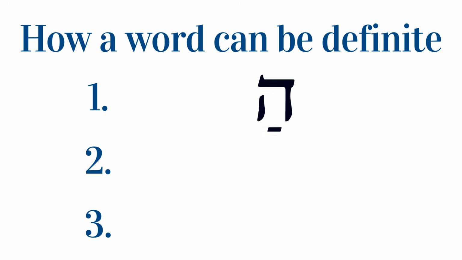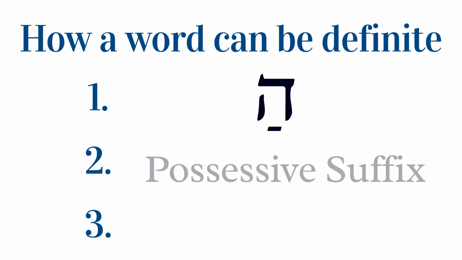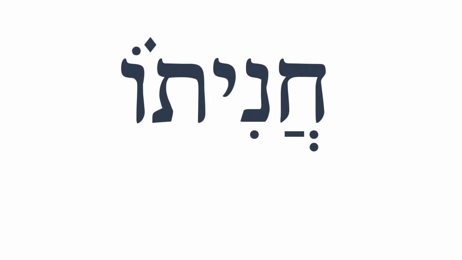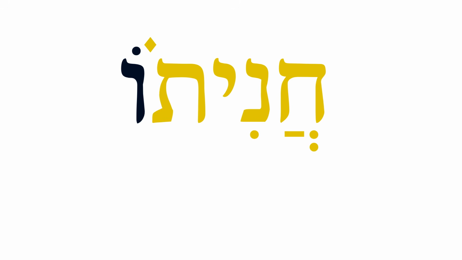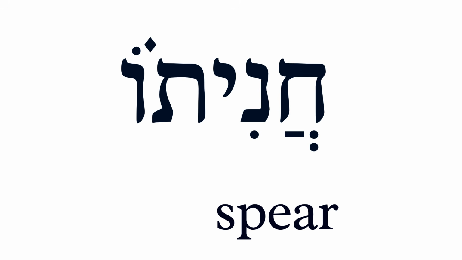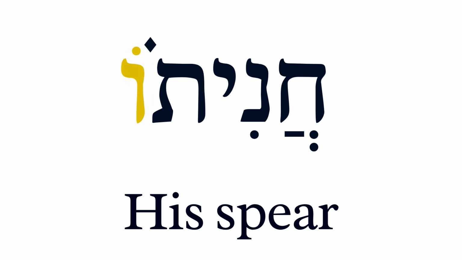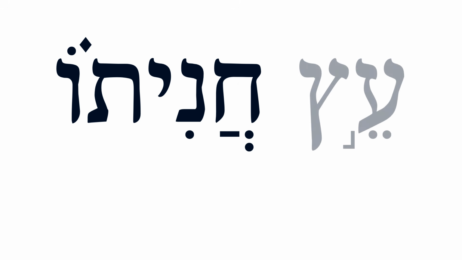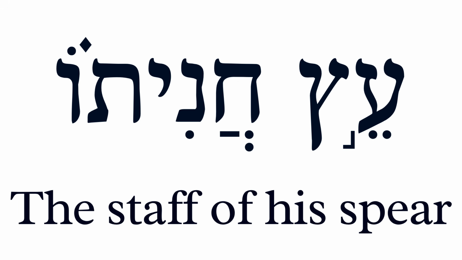The first is the article ha, but the second is to have a possessive suffix, one that means my, his, or their, for example. Verse 7 of our chapter talks about Goliath's weapons, including chanito. Chanit means spear, and chanito, with the o ending, means his spear. That is a specific spear, a definite spear, because it belongs to somebody. So when we translate, it's chanito, we say the staff of his spear.